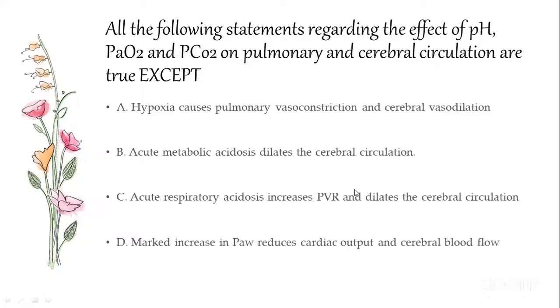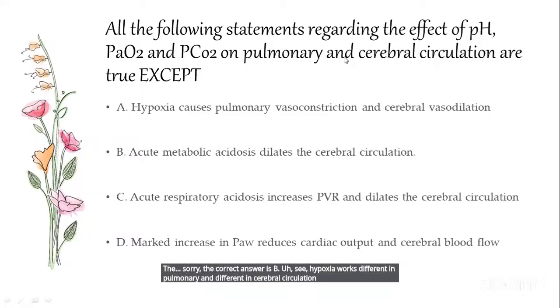Somebody has said A, somebody has said C. So the correct answer is B. See, hypoxia works differently in pulmonary and cerebral circulation. If there is hypoxia, there will be pulmonary vasoconstriction, that is correct, and it will lead to cerebral vasodilatation.